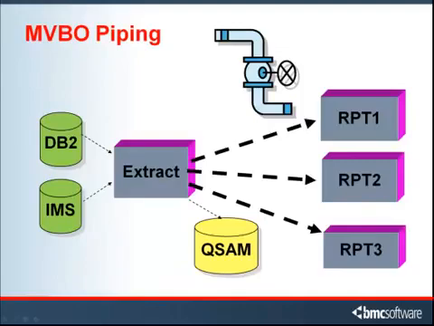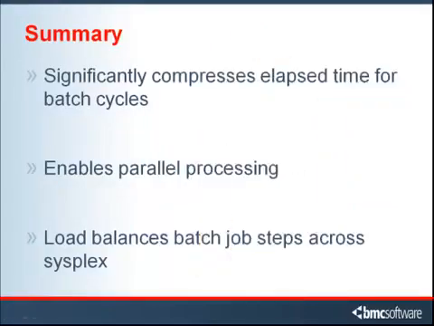With pipes, the extract job writes to all 3 downstream processes simultaneously. When the extract job is finished, the reports are also finished, saving significant elapsed time. MainView Batch Optimizer provides comprehensive, intelligent, dynamic batch, data, and job optimization. It enables job steps and jobs to execute in parallel, dramatically reducing the elapsed time for batch processing. It also balances batch jobs across a parallel sysplex.